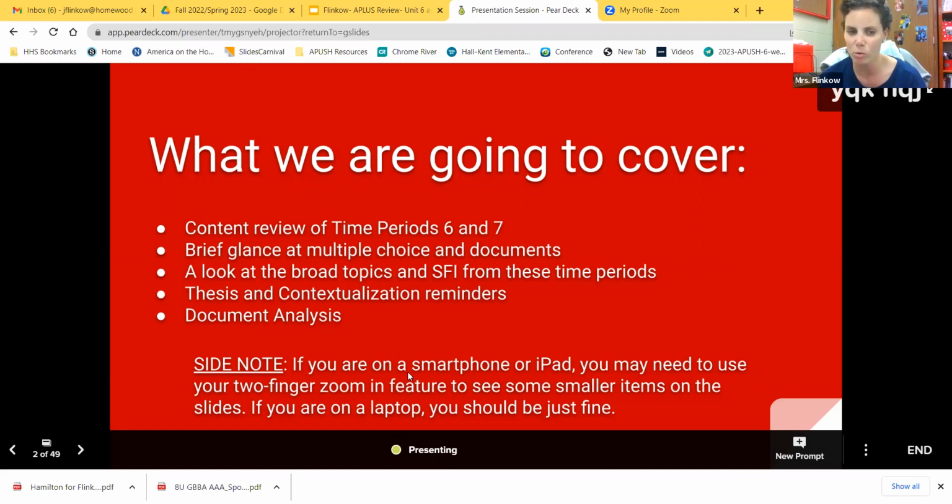We'll go back over one more time thesis and contextualization, just a few reminders on those. I know that's what the last few sessions have been about, but we're just going to touch on those one more time. And then the last thing we'll do is look at some document analysis, some happying of some documents and how you can use those. If you are on a smartphone or an iPad, on the Pear Deck, you may have to use the 2-finger zoom feature. One of the things it's going to ask you to do is draw a line, so you're going to have to make that smaller so that you can actually do that.